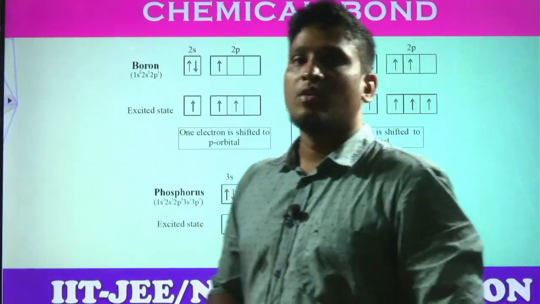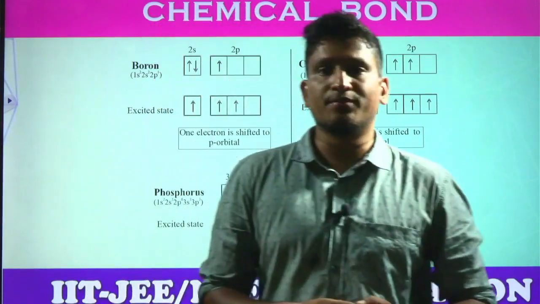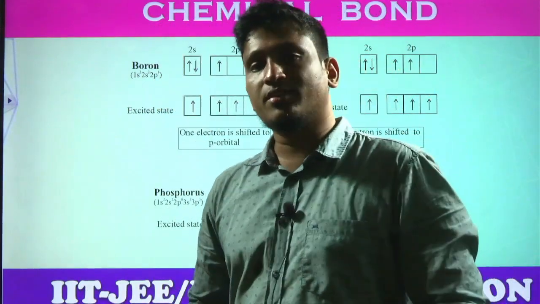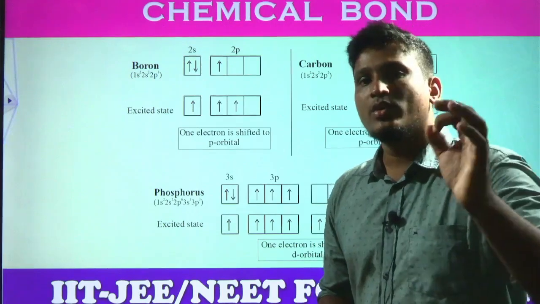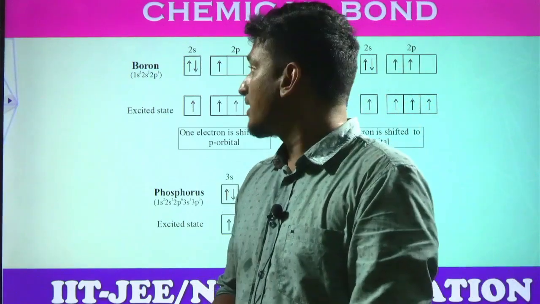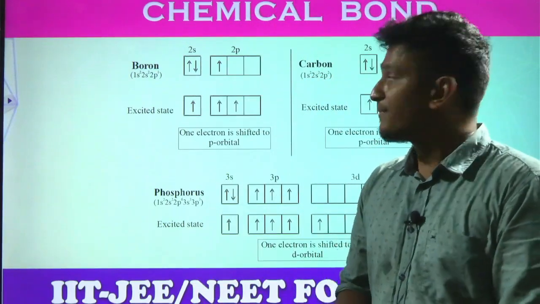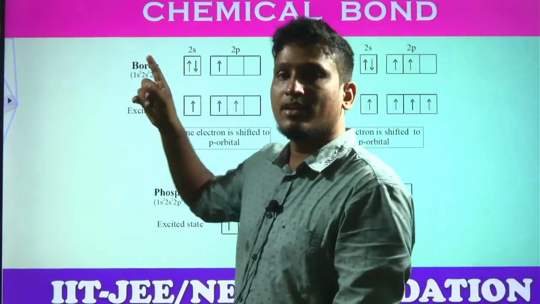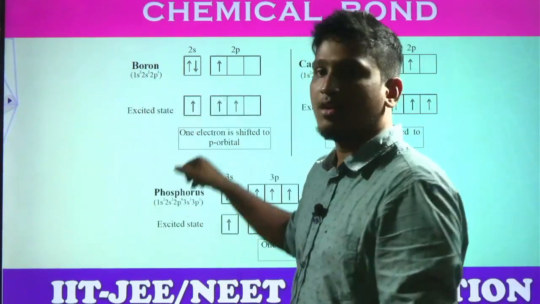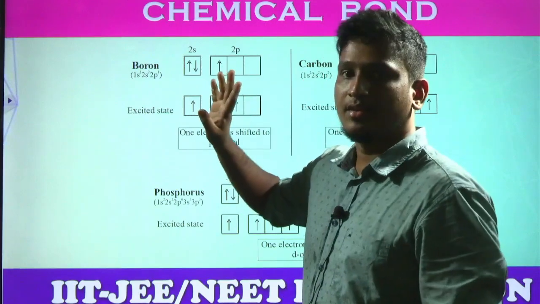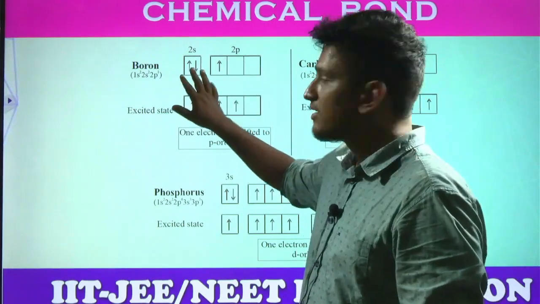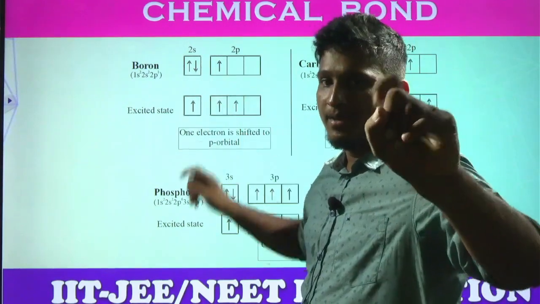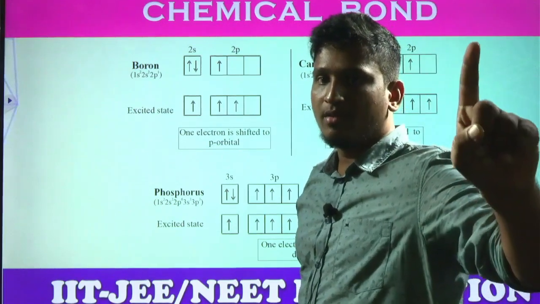Listen, students. Look at this example. Look at the boron configuration. Students, what is boron's electronic configuration? 2s2 2p1, yes or no? Boron's electronic configuration is 2s2 2p1. 2s is completely filled. You can see one is clockwise spin and another one is anti-clockwise spin. 2p contains one electron, right, students? Now, what happens? There is only one half-filled orbital. Does that mean only one orbital is involved in the bonding?